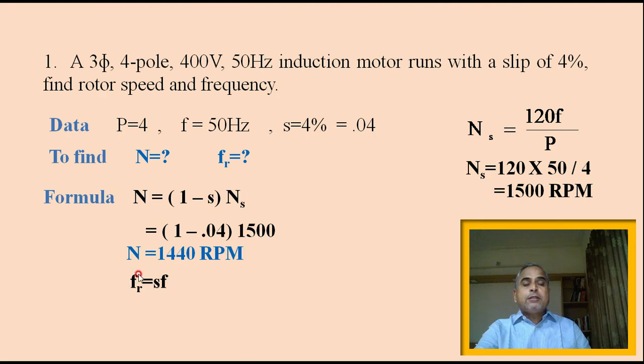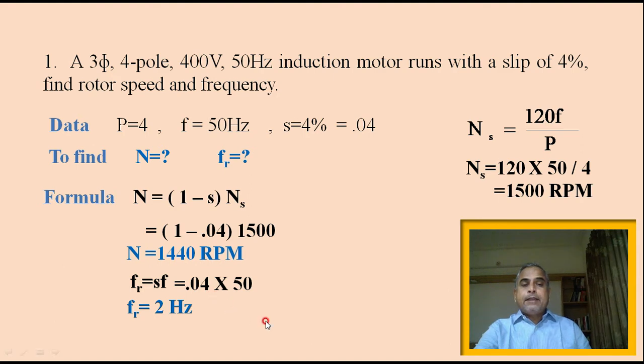The next value you have to calculate is the rotor frequency, that is s times F. s is known as well as F is also known. Therefore, Fr is equal to 0.04 into 50, that is equal to 2 Hz. This is how you have to solve the numerical on a three-phase induction motor.